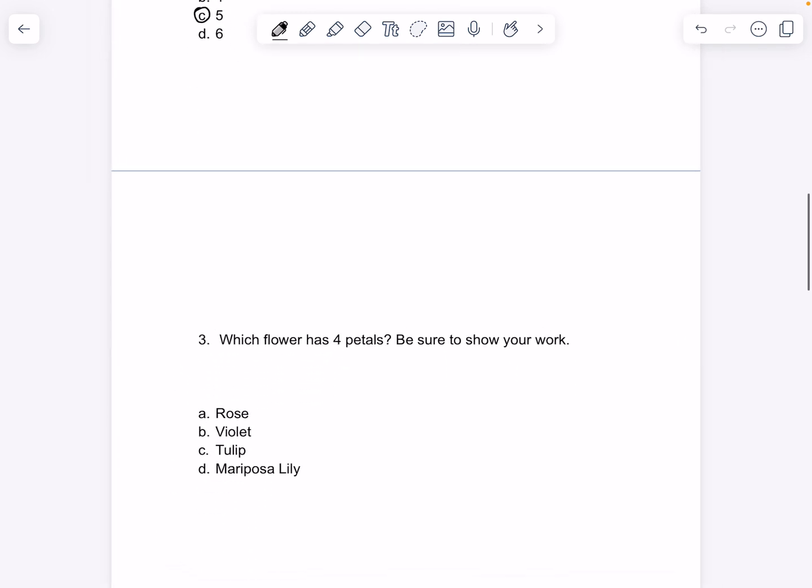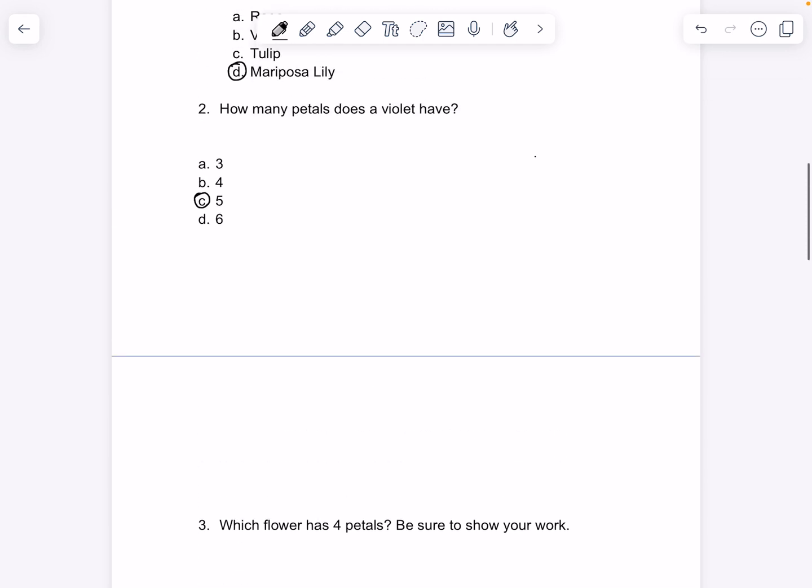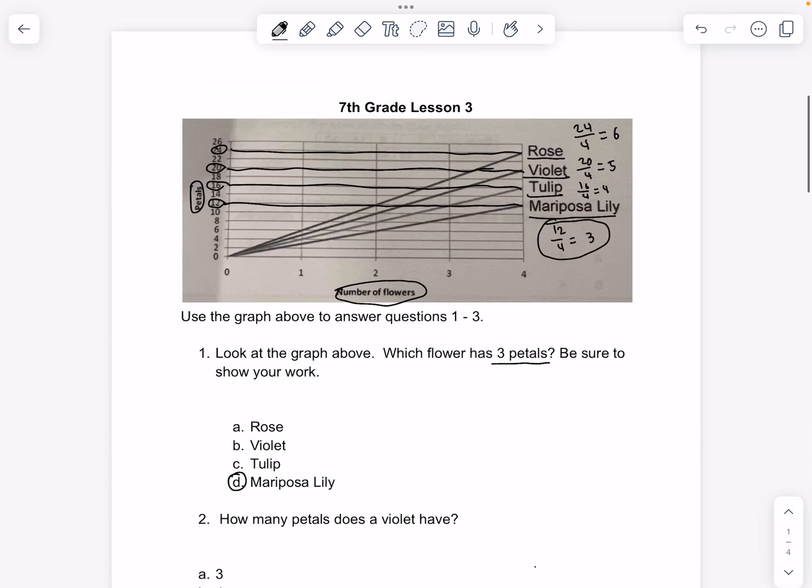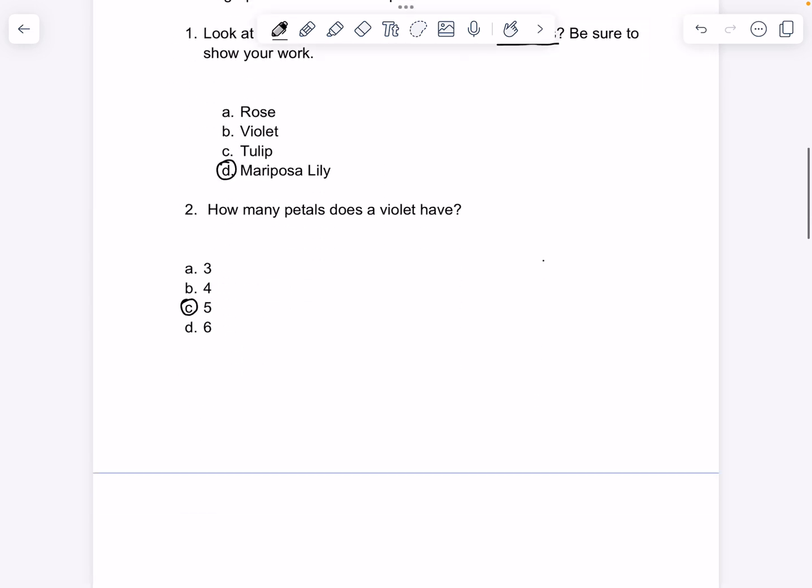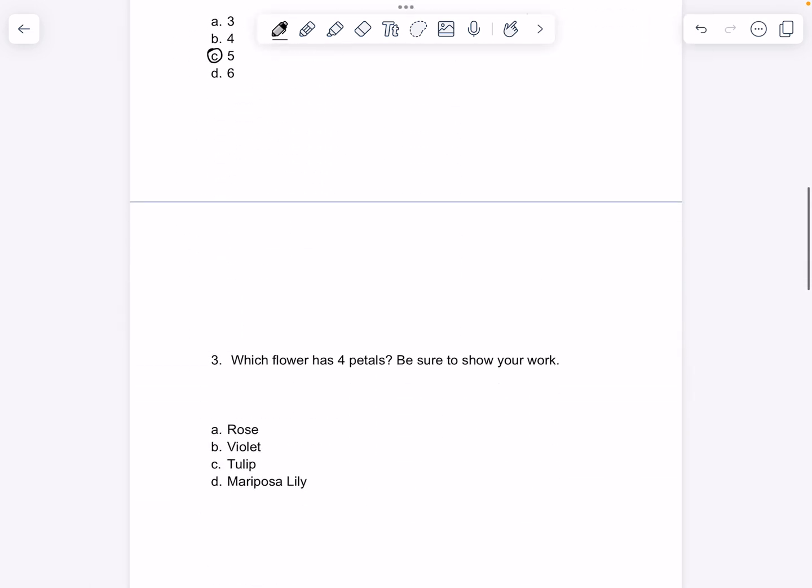For number 3, it's asking which flower has 4 petals. As you can scroll up, we can see that a tulip has 16 petals and there are 4 tulips in total. And once we divide that, we get 4 petals per tulip. So that will be our answer, the tulip. That will be C.